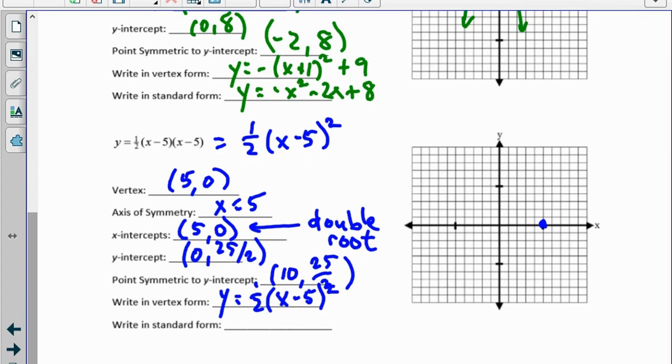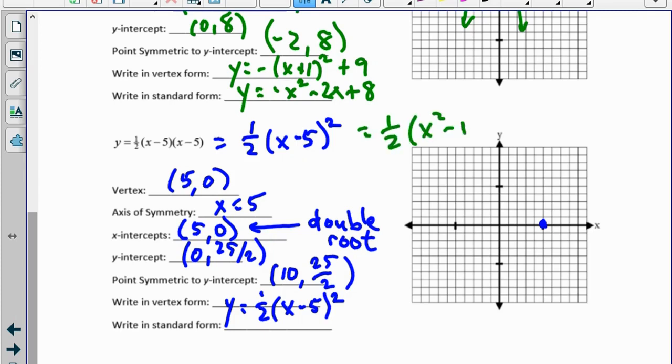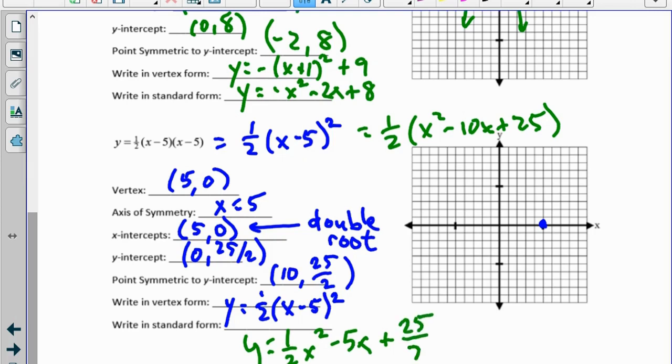I already wrote it in vertex form, so y equals 1/2 times (x minus 5) squared. I'll move that down a little bit so you can see it. And then finally, writing it in standard form, I would distribute the (x minus 5) squared. So I get 1/2 times (x squared minus 10x plus 25). And then I distribute the 1/2 in, so I get y equals 1/2 x squared minus 5x plus 25/2, or plus 12.5.